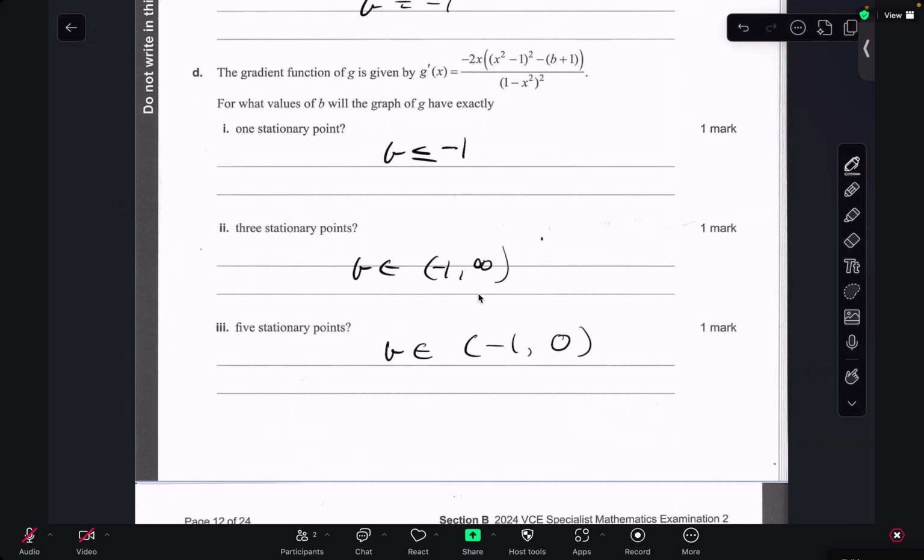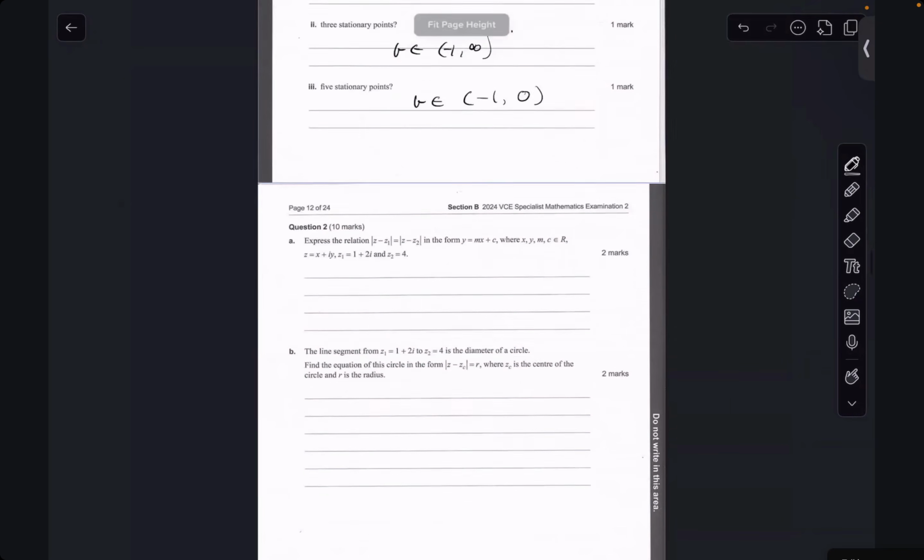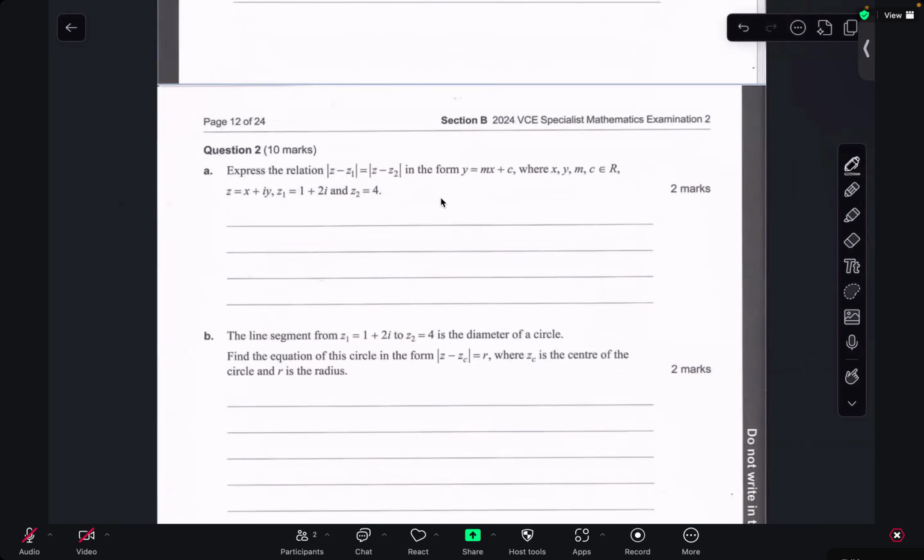And -1 wasn't included. That's pretty hard. Okay, let's move on. I think I spent too long on that.